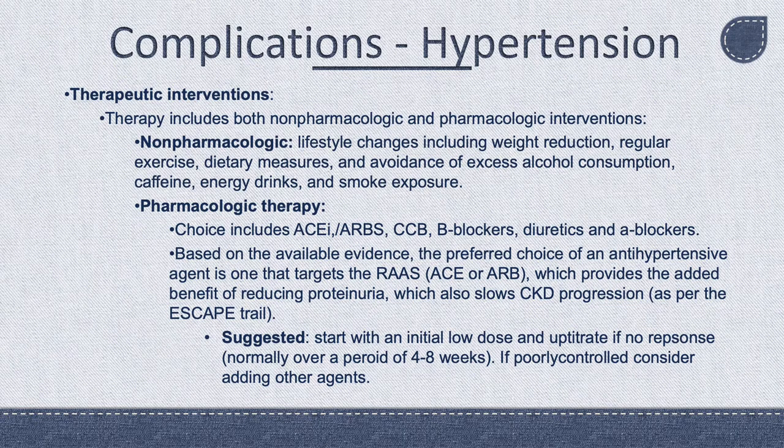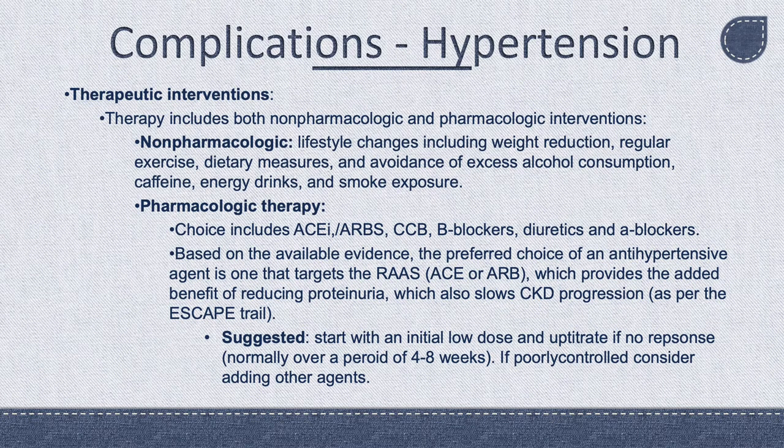Therapeutic interventions include both non-pharmacological and pharmacological measures. Non-pharmacological measures include lifestyle changes, which includes weight reduction, regular exercise, dietary measures, and avoidance of excessive alcohol consumption, caffeine, energy drinks, and smoke exposure, particularly in the adolescent population. Pharmacologically, our choices include an ACE inhibitor, an ARB, a calcium channel blocker, beta blockers, diuretics, and alpha blockers.